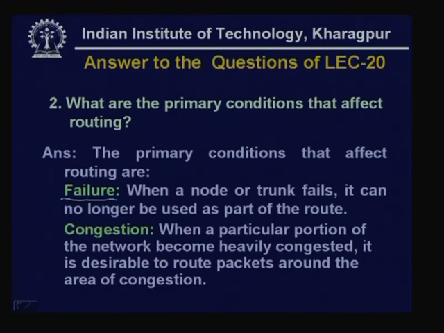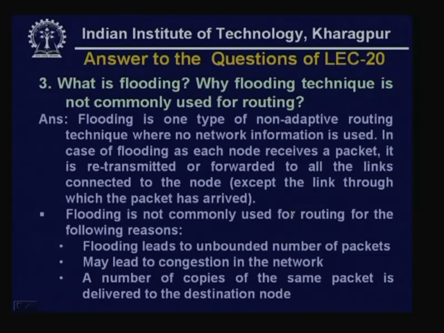And the second aspect is congestion. Whenever a particular portion of the network becomes heavily congested, it is desirable to route packets around the area of congestion rather than through the congested area. So, these are the two primary conditions that affect routing, and the routing strategy is to be changed whenever these two happen. Question number 3 was, what is flooding?